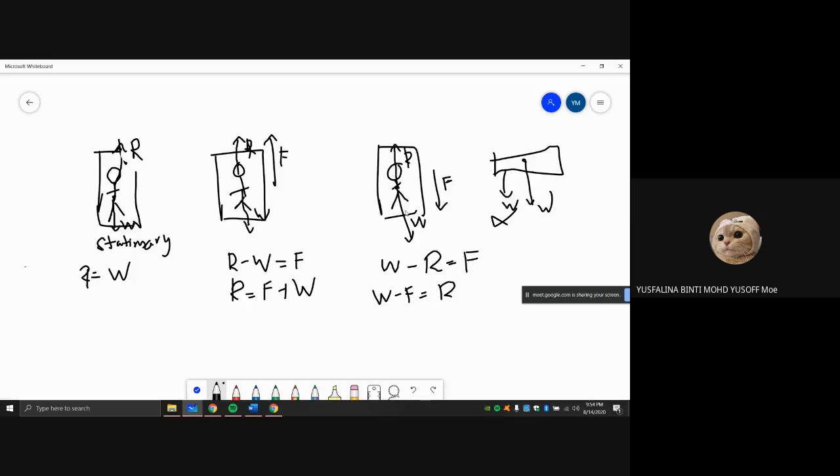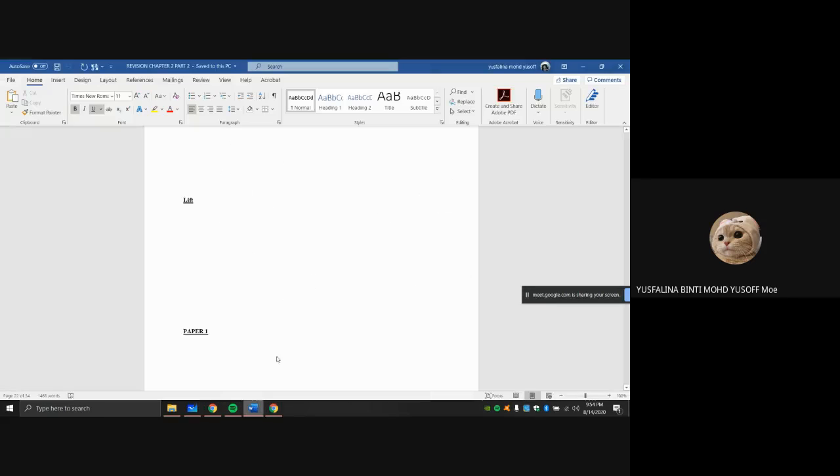So this is how you find the reading of the weight balance, the weighing scale here. You have to remember, you have to follow direction. If the force goes in the R direction, it means R minus W. If F goes in the W direction, it means W minus R, and we have to rearrange the equation so you can get the reading of the weight. Okay, so that is for the lift, right?